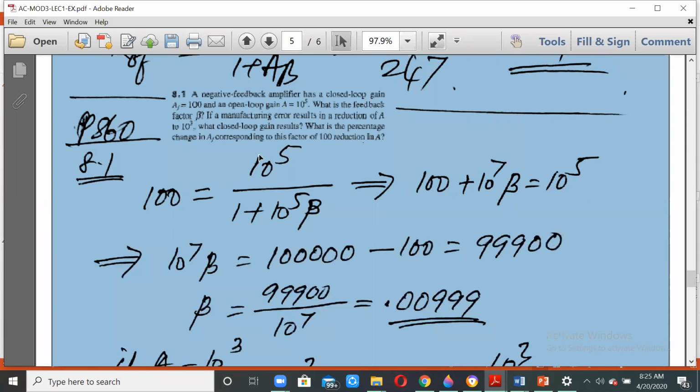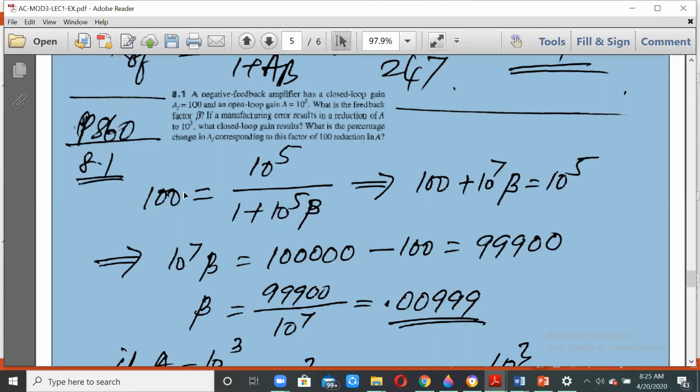Then we have here a negative feedback amplifier that has a closed loop gain of AF equal to 100 and open loop gain of 10 to the power 5. Then we need to find the factor beta. If the manufacturing error results in a reduction of A to 10 to the power of 3, what closed loop gain results? What is the percentage of change in AF?